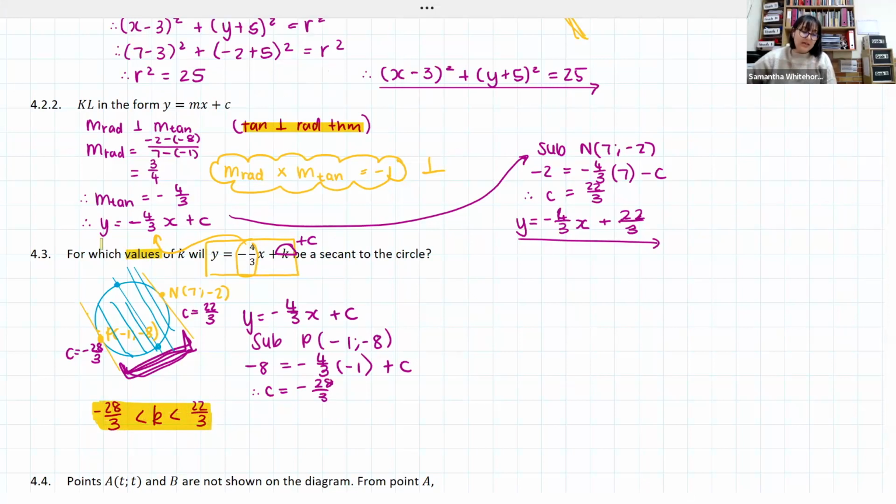If it had said give one value or give a value, then you could just pick a value between that range, but it does say for which values, so we do need to give all options there.